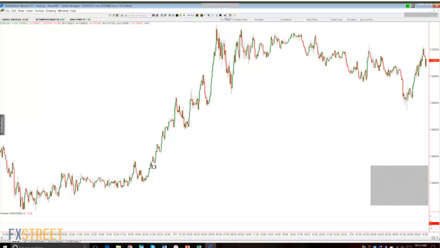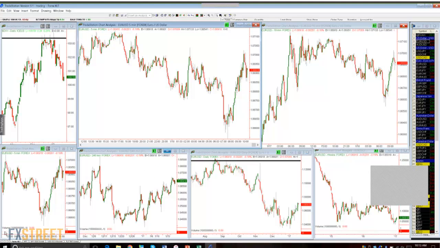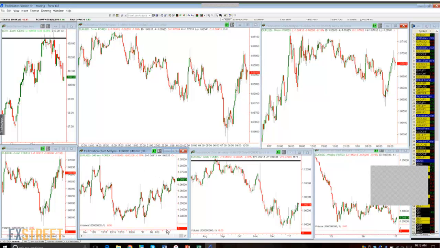Again, if you're familiar with our odds enhancer scoring system, this would score out. I know it doesn't look like a great level, but this would score out as a very high probability area. And we can get into details why a little bit later. And other than that, not a whole lot else to talk about with the euro.